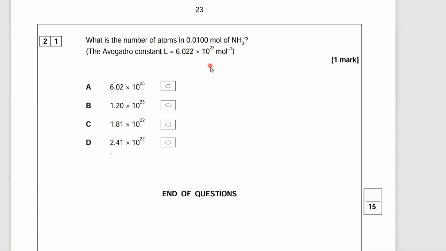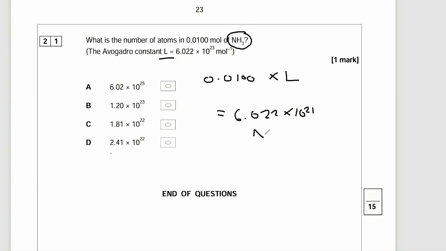What is the number of atoms in 0.01 mole of ammonia? The Avogadro's constant L is 6.022 times 10 to the 23 mole to the -1. So what I want to do to find out the amount of molecules of ammonia I have, I do moles times Avogadro's constant. If I had 1 mole, I'd have 6.022 times 10 to the 23, but instead I've got 0.01 times 6.022 times 10 to the 23, which is 6.022 times 10 to the 21, and that is my molecules of ammonia, I found out.